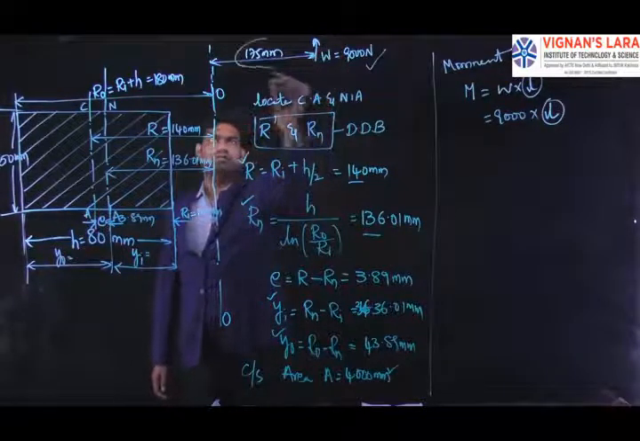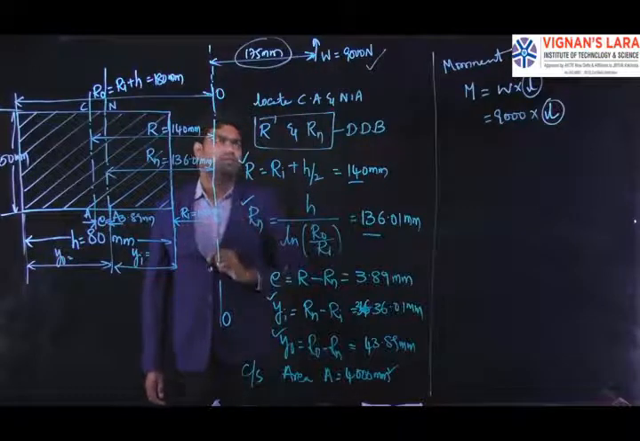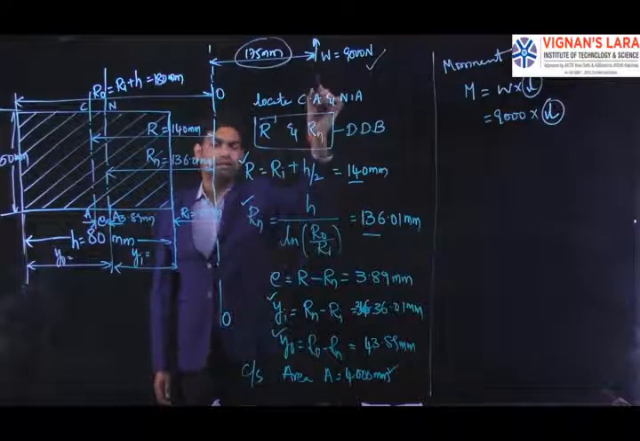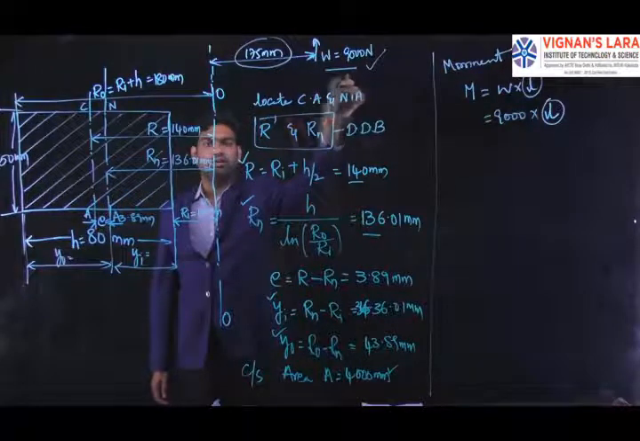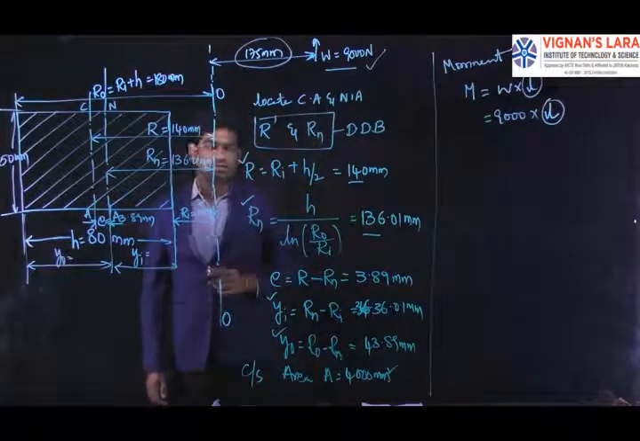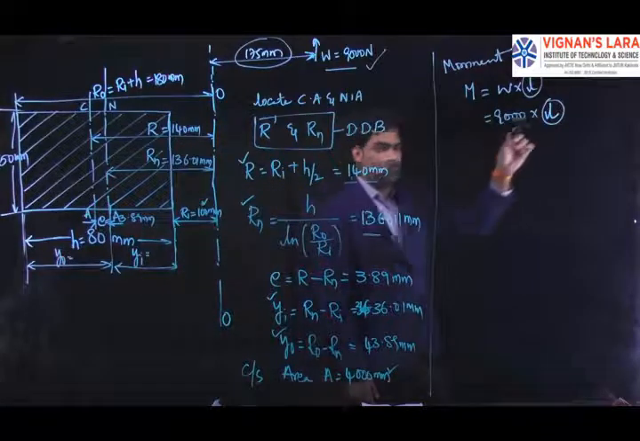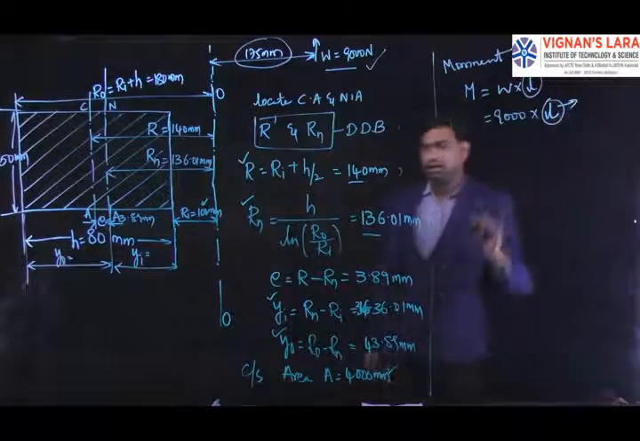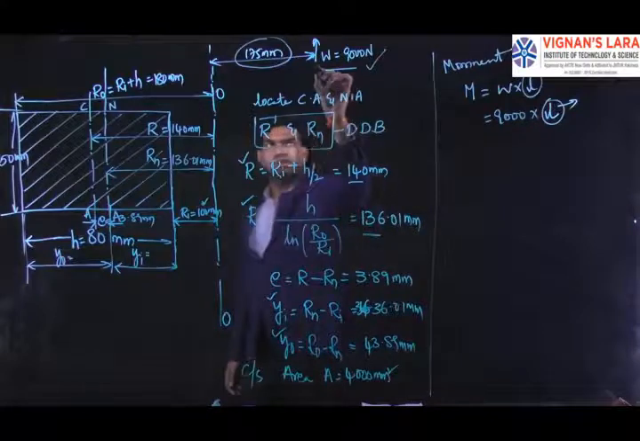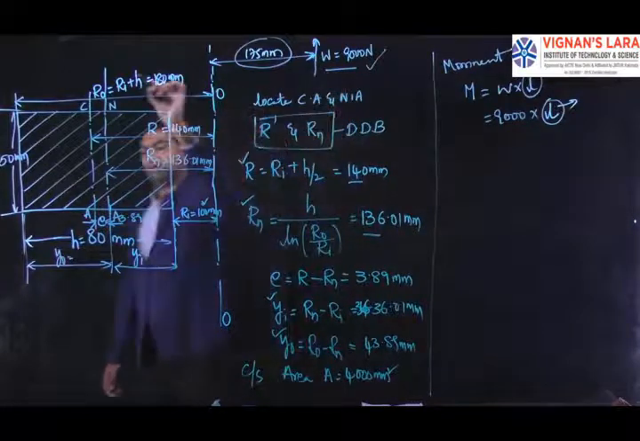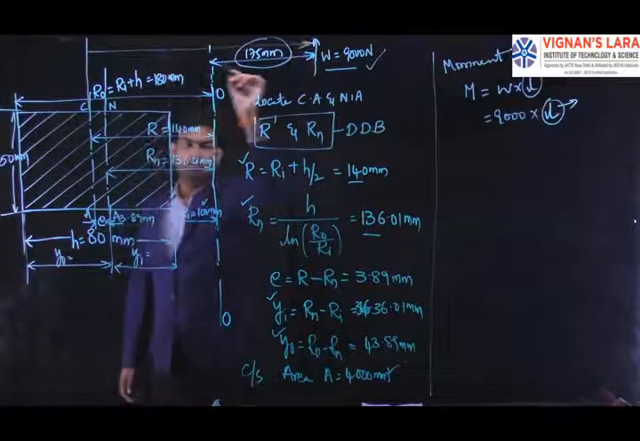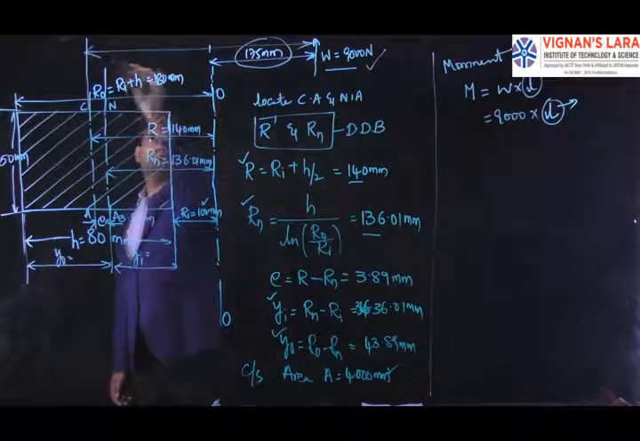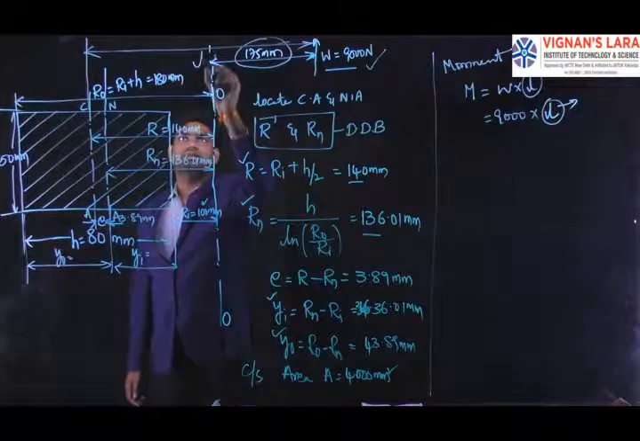In the given data, 175 mm is not taken as L. Why? Because it is only the distance from the point of application of load to the center of curvature. But here the value of L is taken as the distance from the point of application of load to the centroidal axis. Clear?